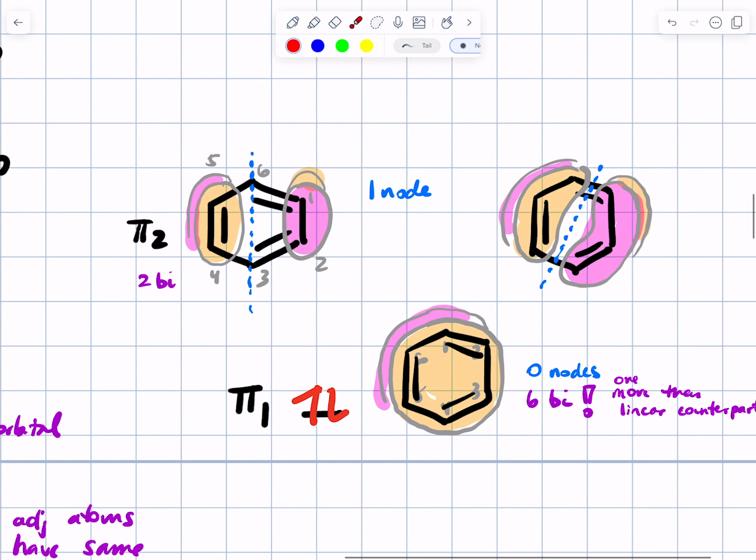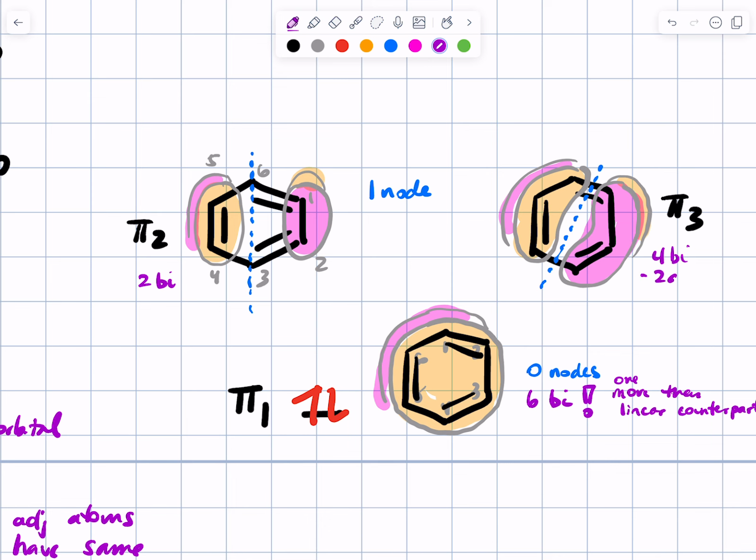In contrast, we would say that pi 3, the one on the right, has 1, 2, 3, 4 bonding interactions, and then 2, one here and one here, anti-bonding interactions, because the wave function sign switches between these two adjacent atoms and again between these two adjacent atoms.